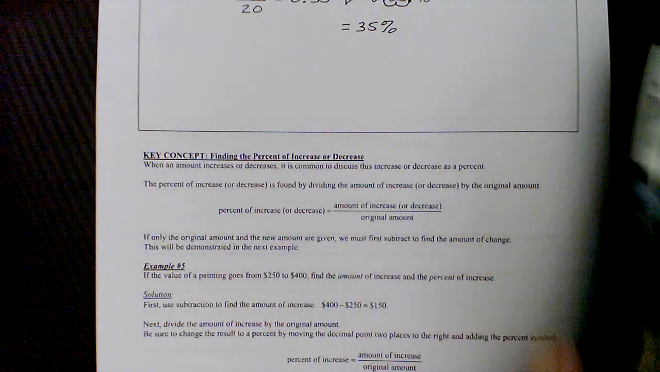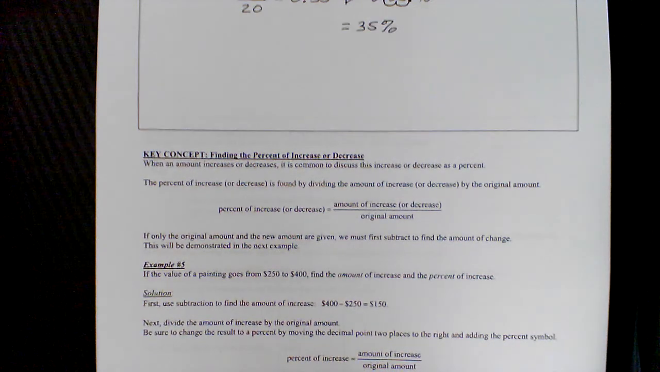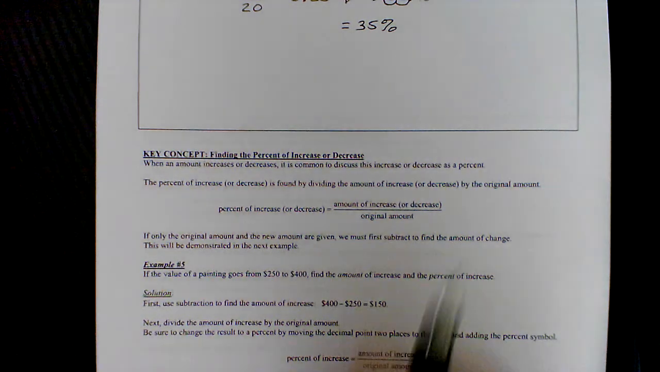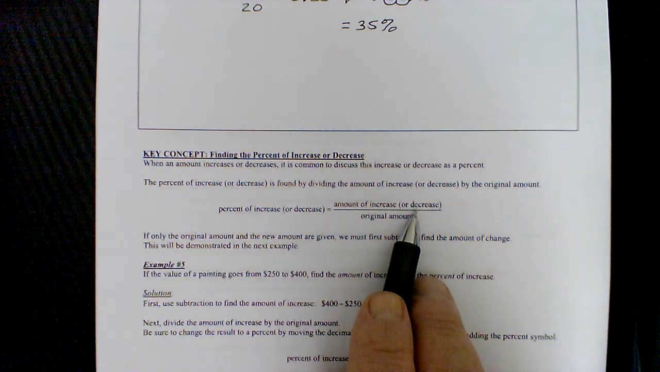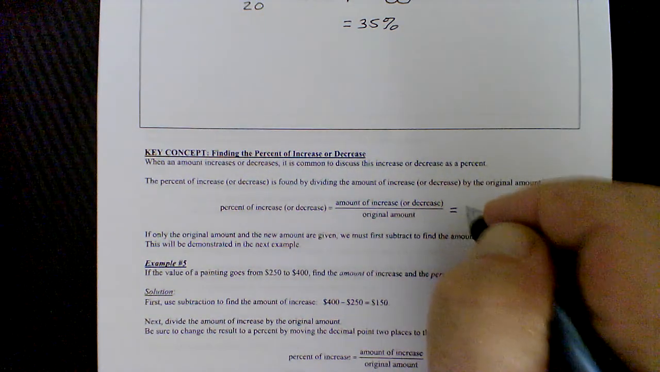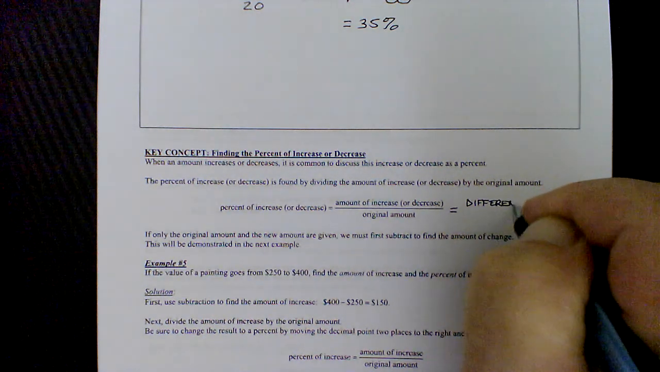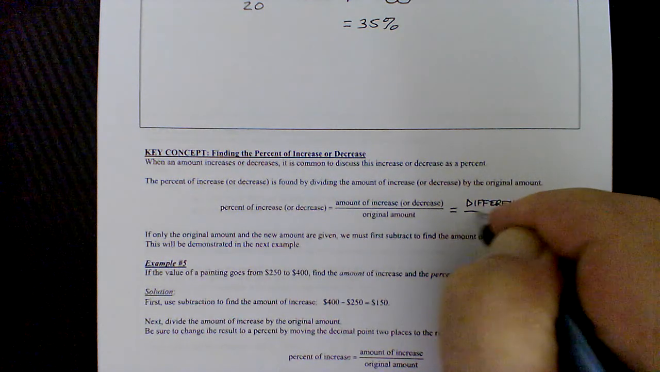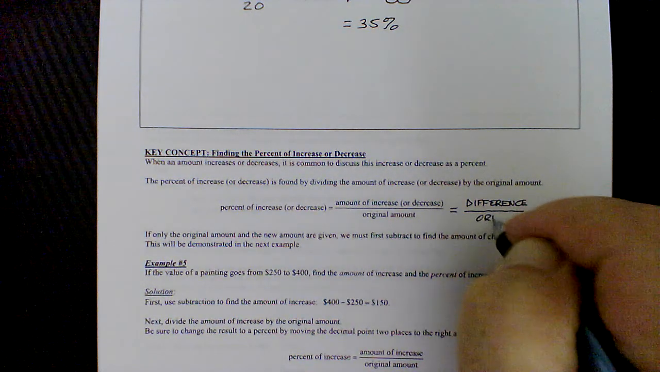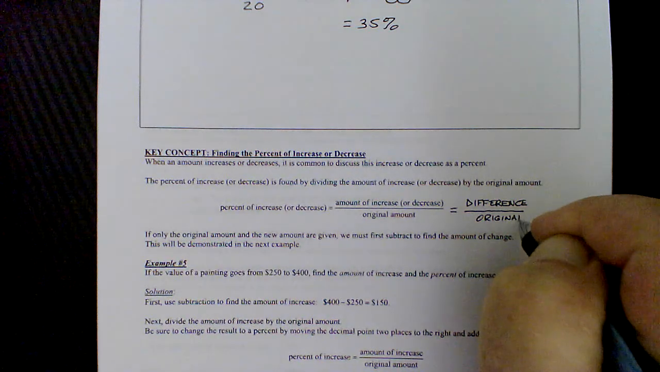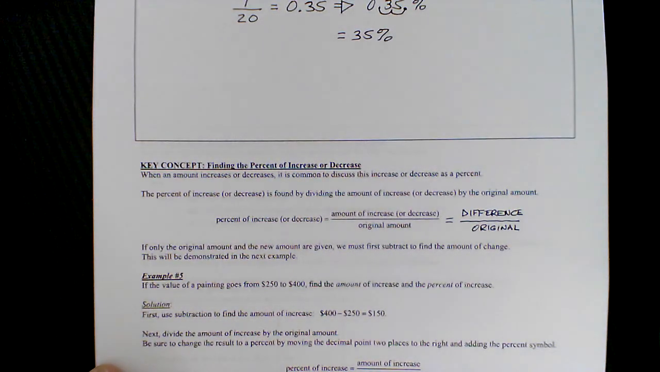Okay, next key concept, finding percent increase, decrease. There's a little formula here. It's just the amount of increase or decrease. So it's just sometimes what I'll call the difference. So we subtract, always divided by the original amount. Okay, so we'll jump right to the pencil problem. And then we're going to have to change that. That'll give us a decimal that we'll have to change to a percentage.